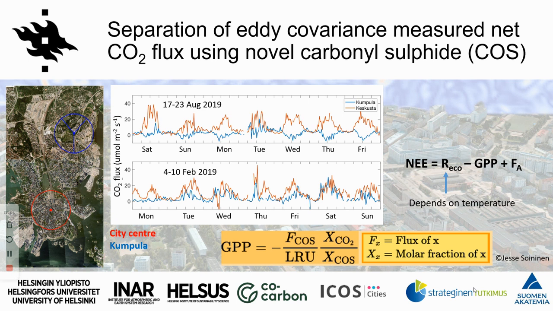So how the COS works is that the photosynthesis depends on this kind of equation, where we have the COS flux measured by the eddy covariance, then we have the relationship of the molar fractions of CO2 and COS, and then we have this LRU, which is the leaf relative uptake. So that tells the relationship of how a stomata is uptaking CO2 relative to COS.